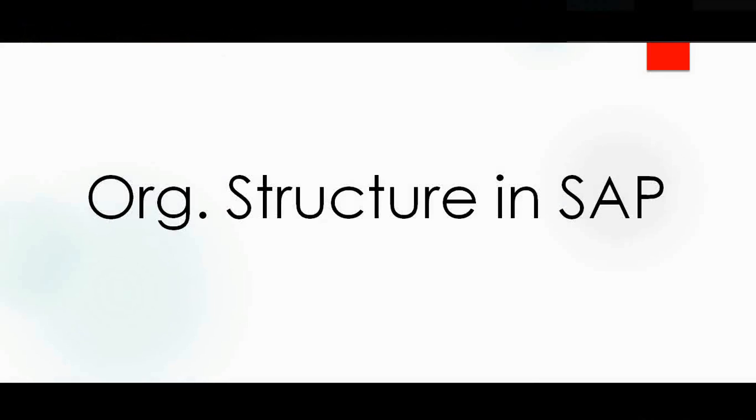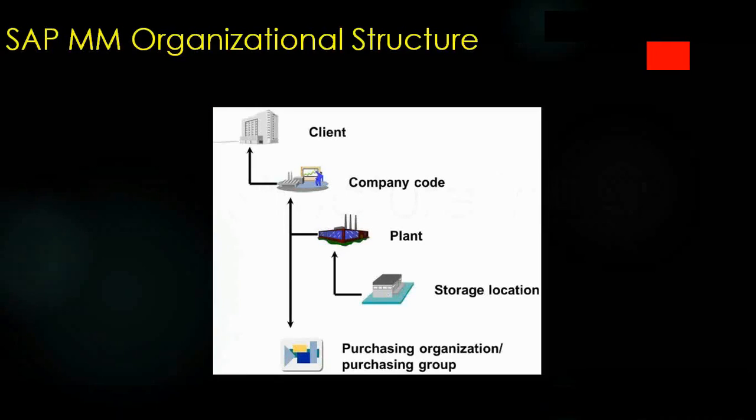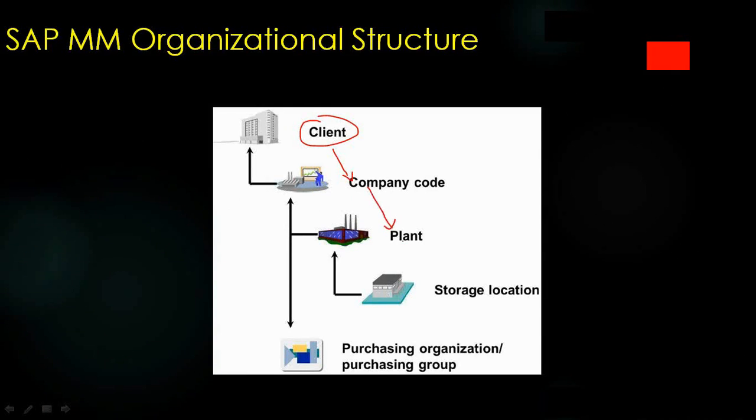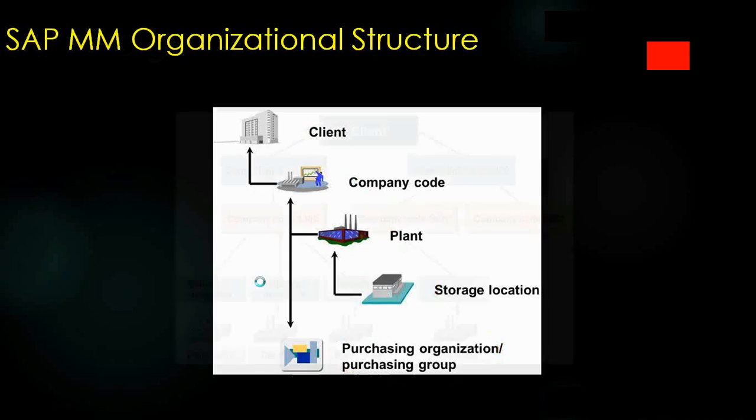So before we understand the structure in the SD module, let us discuss the structure in the other modules as well. In the MM module, we have this structure. We have a client on the top level. Under a client we have a company code. Under a company code we have a plant. Under plant we have storage location, and then we have some other org structure like purchasing organization and purchasing group. So this is the structure in the SAP MM module.